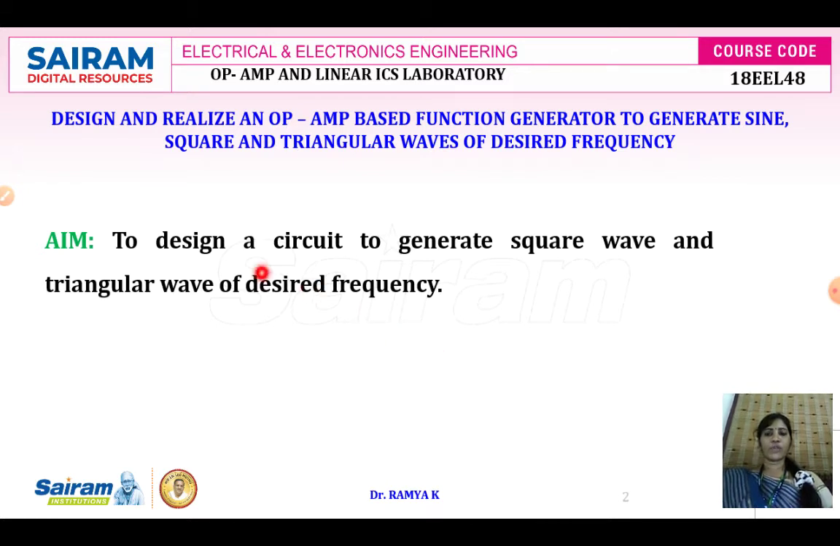The main aim of the experiment is to design the circuit to generate square wave and triangular wave of the desired frequency. So you can design the op-amp circuit to generate sine, square and triangular wave. Instead of using a signal generator, the designed circuit can be used in its place.